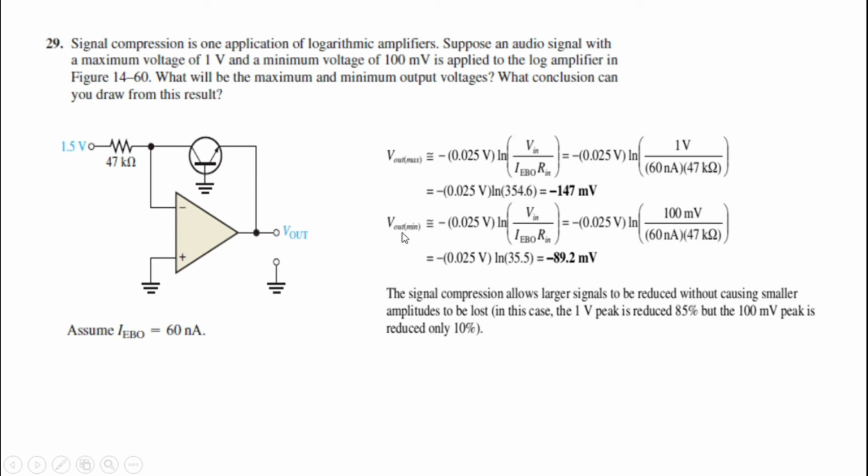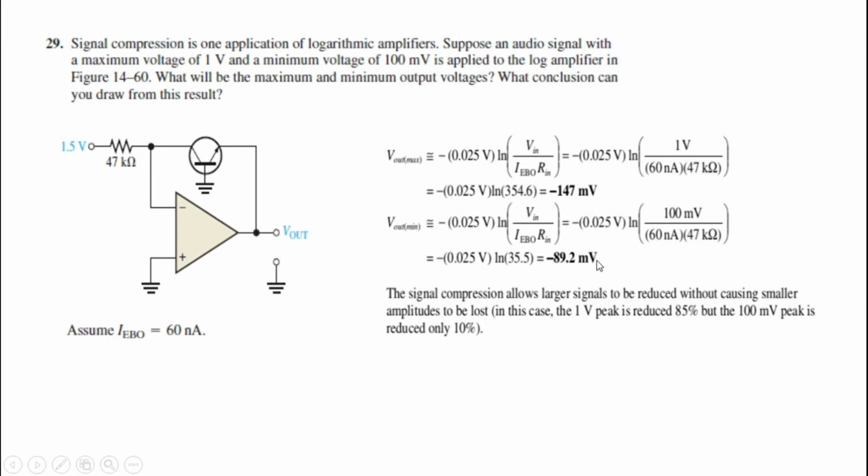To get your Vout minimum, you need to use the minimum input voltage, that is 100 millivolt. Your IEBO will remain the same, and your Rin value will remain the same again. So directly substituting the values, your minimum output voltage is equal to negative 89.2 millivolt.